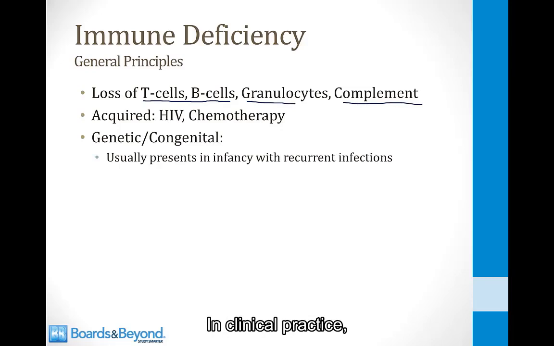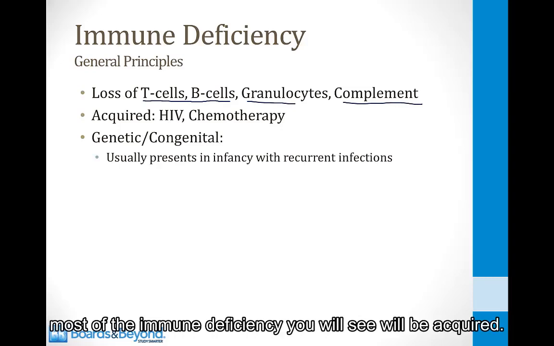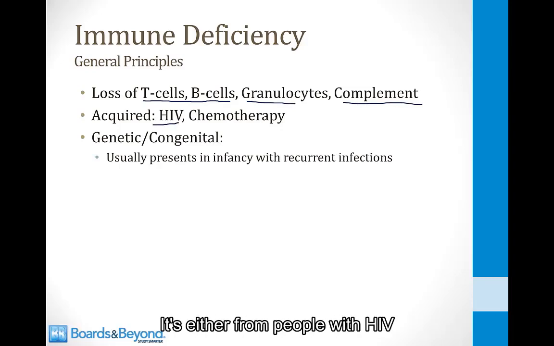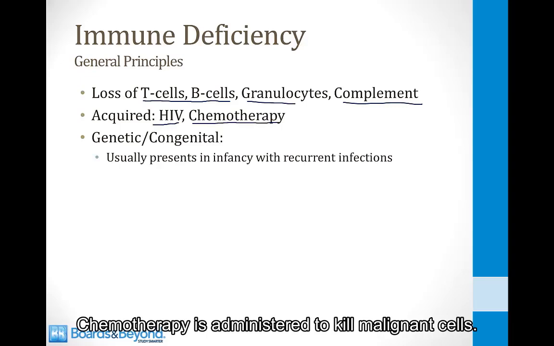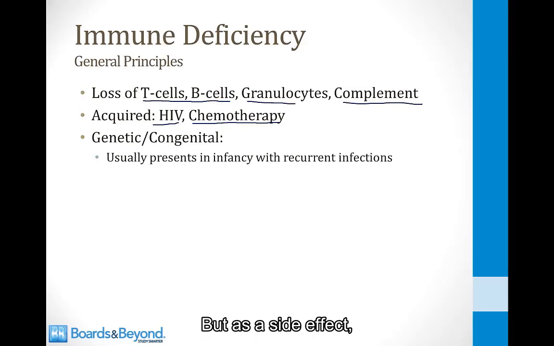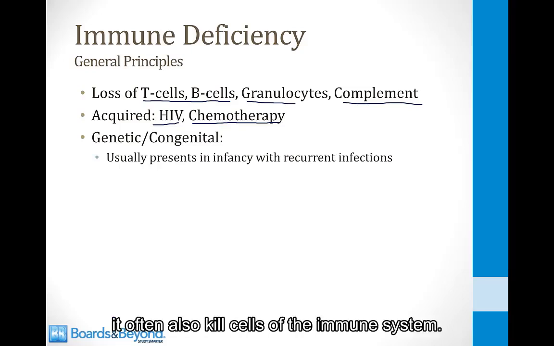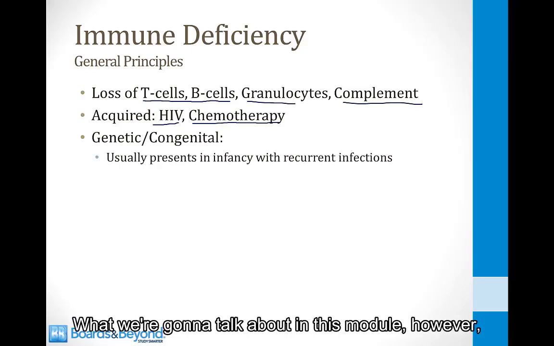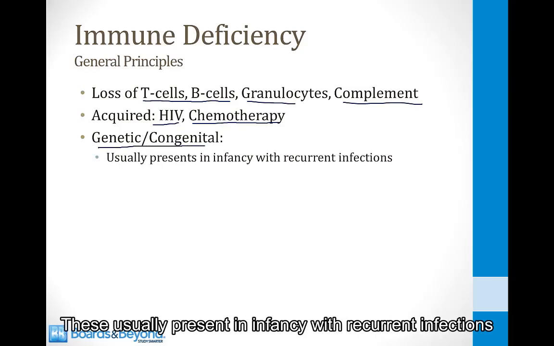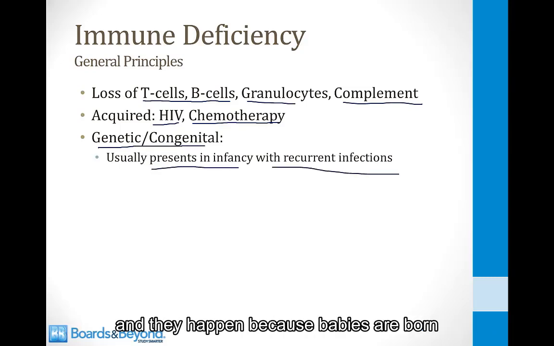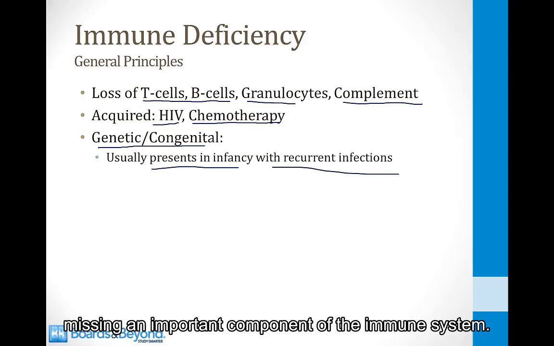In clinical practice, most of the immune deficiency you will see will be acquired. It's either from people with HIV or much more commonly it's from chemotherapy. Chemotherapy is administered to kill malignant cells, but as a side effect, it often also kills cells of the immune system. What we're going to talk about in this module, however, are rare causes of immune deficiency that are either genetic or congenital. These usually present in infancy with recurrent infections, and they happen because babies are born missing an important component of the immune system.